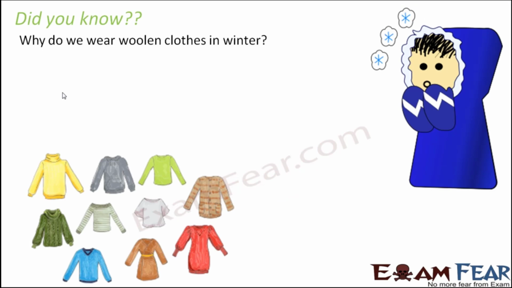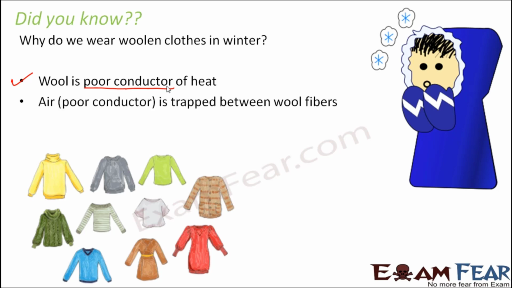Why do we wear woolen clothes in winter? How does wool help us to feel warm during winter? That's because wool is a poor conductor of heat. So it doesn't allow heat to pass through it. So it traps all the heat. Now our body is continuously emitting heat, as I told you. Now when the body is emitting heat, what happens? This wool, being a poor conductor, doesn't allow that heat to go out of the body. So all the heat gets trapped. And when more heat is being trapped, we feel warm.